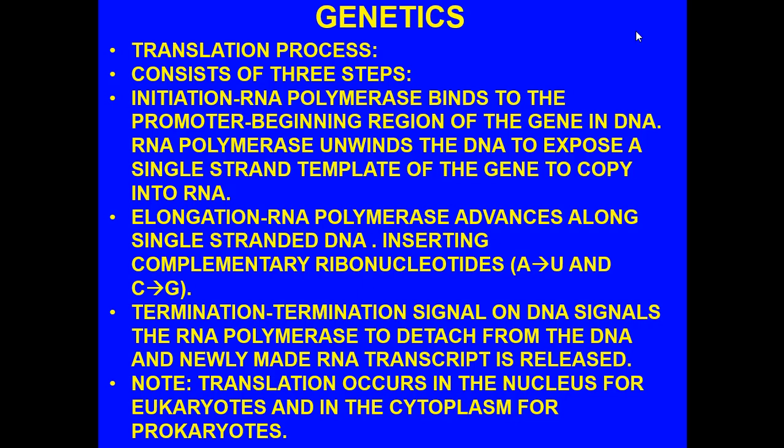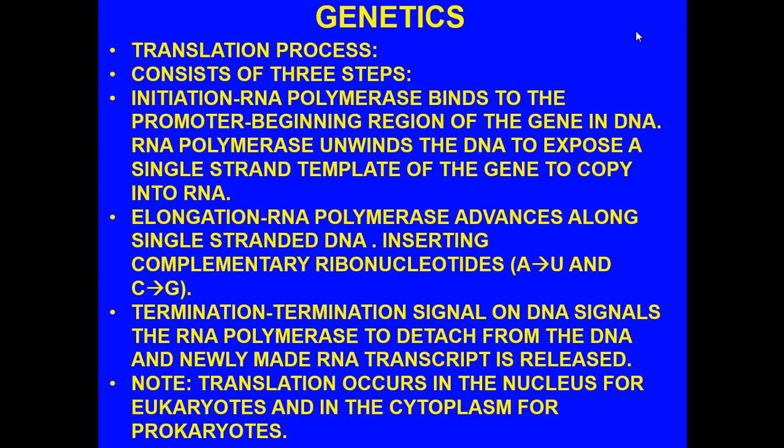Then we go through elongation. The RNA polymerase advances along the single-stranded DNA, and it's inserting complementary ribonucleotides. If there was an A on the DNA, there would be a U in the RNA. If there was a C on the DNA, there would be a G in the RNA. If there was a G in the DNA, there would be a C in the RNA. And if there was a T in the DNA, that will end up with an A in the RNA.